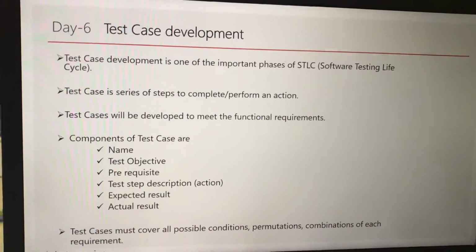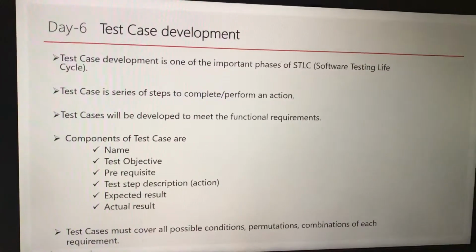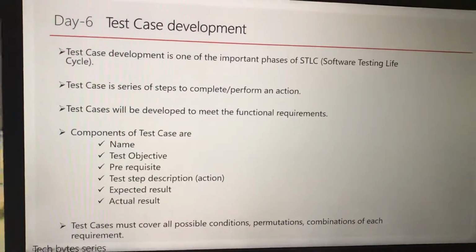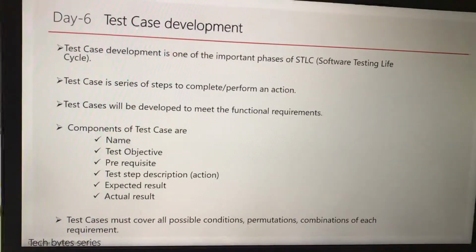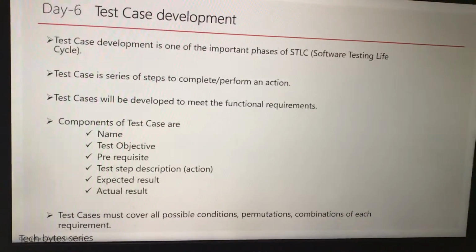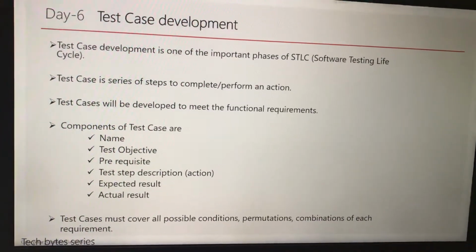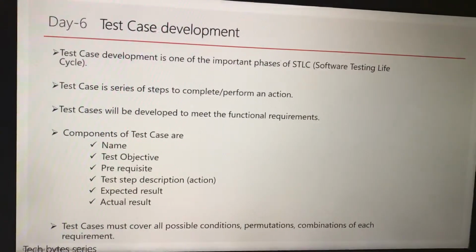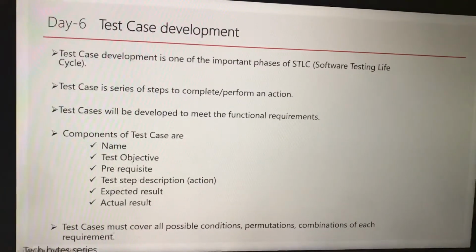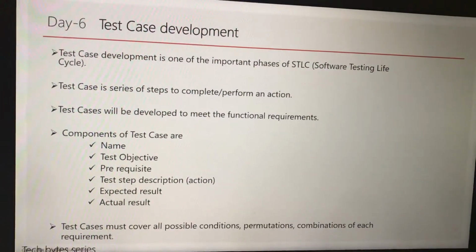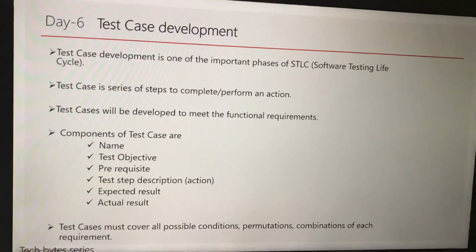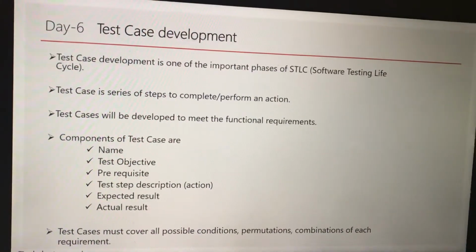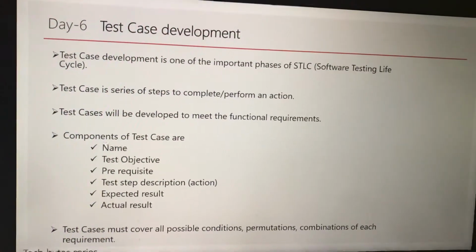And the test step description, which is called the action. Each test case can have several steps, and each step tells what action has to be performed. And then the expected result. What is the expected result after executing that particular step, after executing that particular action? That is called the expected result. And the actual result is the result we have seen in the application when we perform a particular action. That is, after each step, whatever the action performed, whatever outcome we see out of the software application, that is called the actual result.